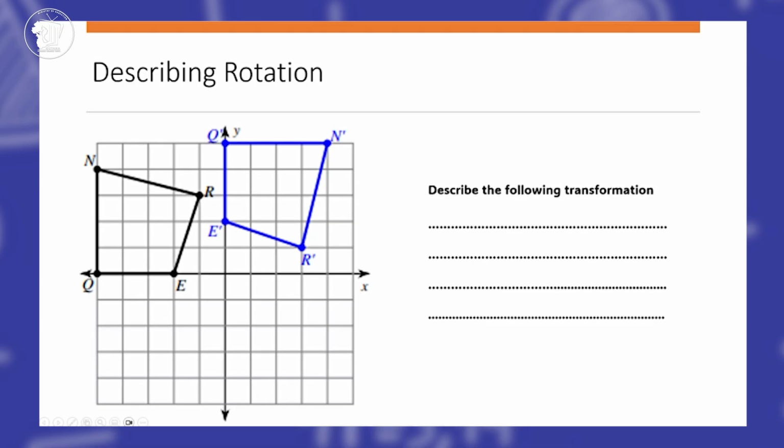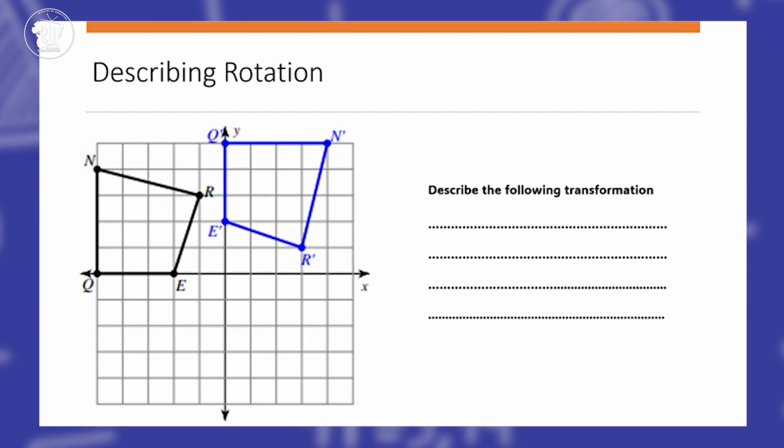So now let's look at how we can describe a rotation. Remember, to describe a transformation, we must first state the type of transformation, and depending on the type, we state some additional details. We see this here is not an enlargement. The shape did not get larger or smaller. It's not a translation because the orientation of the shape changed. And it's not a reflection because there's no mirror line here to show that this is reflected. So what this leaves us with is a rotation.